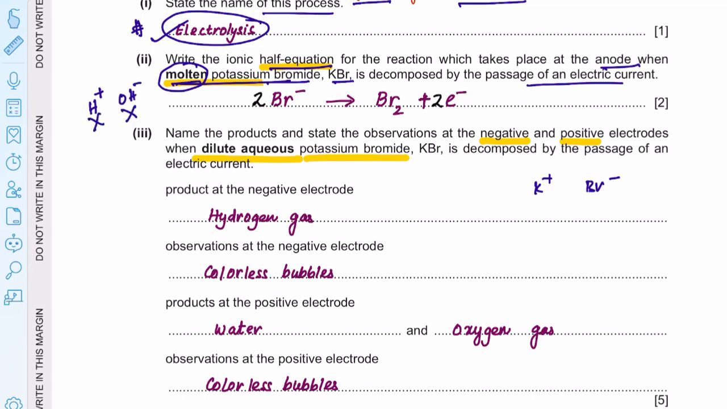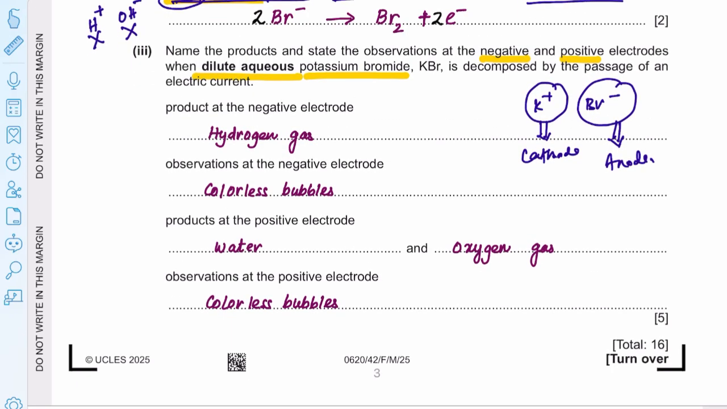Do you understand what I'm trying to say? Now what happens? This positive ion will be attracted to the negative terminal, that is the cathode. And that negatively charged ion will be attracted to the positive terminal, which is the anode. Did you get it? Right. So if I try to show you this figure, this is the battery we have, this will be cathode, this will be anode, like this.